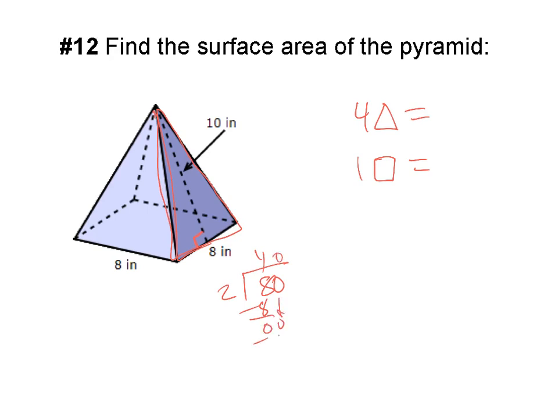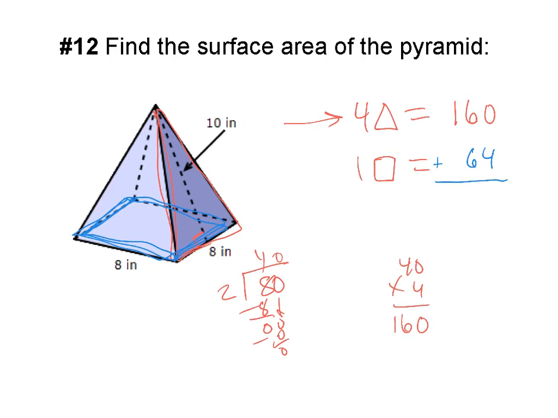Right, and so that gives us 40. But there's 4 of them, right? So we take 40 times 4. 4 times 0 is 0. 4 times 4 is 16. So the area of the 4 triangles is 160. Now the area of that rectangle or square bottom, okay, is 8 times 8. In other words, 64. Careful how you line up your numbers. Put your 1's place under your 1's place and your 10's place under your 10's place, right? 4 plus 0 is 4. 6 plus 6 is 12. 1 plus 1 is 2. And there we go. So you'll do number 12 very much like that.